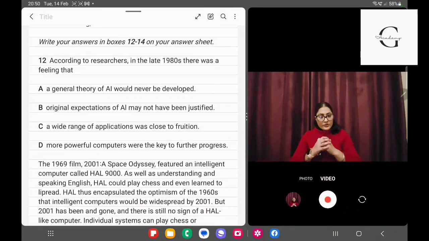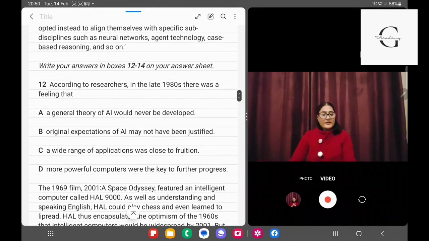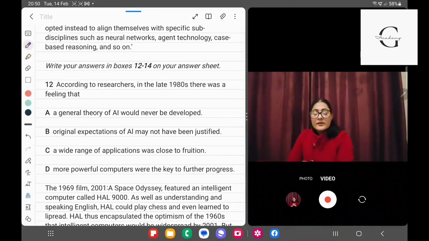So here I'm going to share questions that are MCQs of reading, so you can better understand the tips which I have just discussed with all. There's a question: according to researchers in the late 1980s, there was a feeling that... So I'm just focusing on my question right now. I'm not going to read the options right now. So I am going to just circle out my keywords or highlight the keywords now.